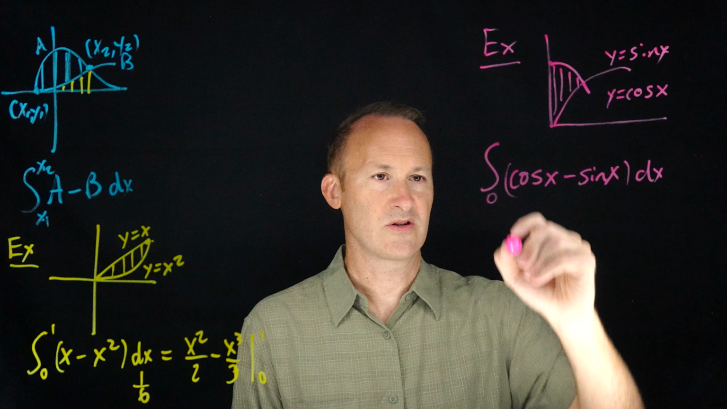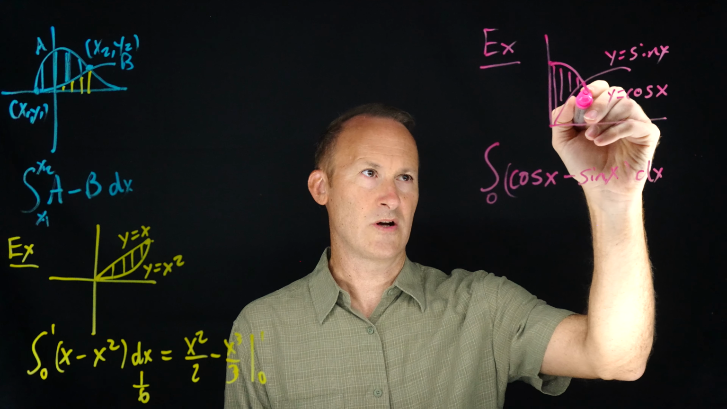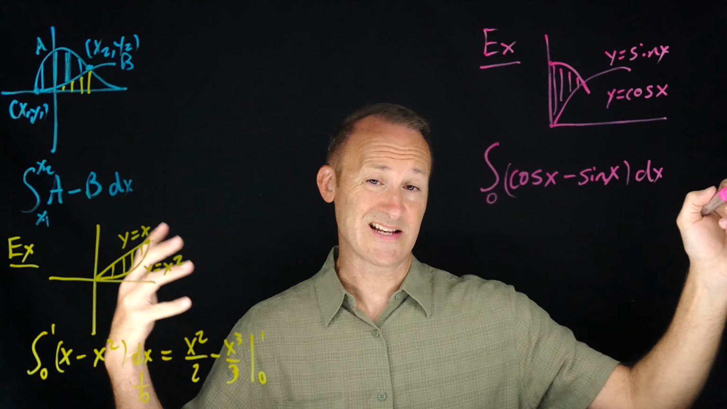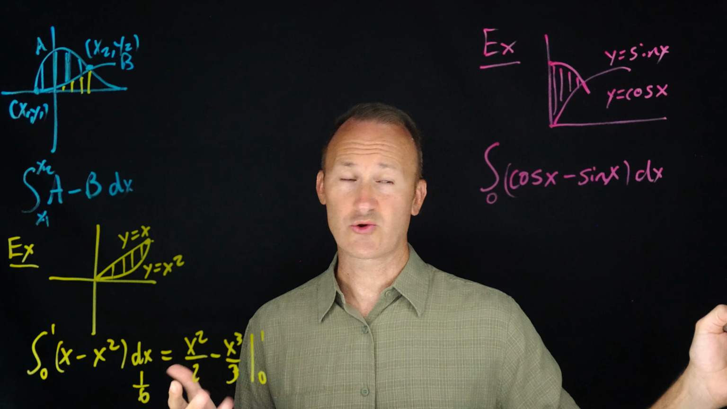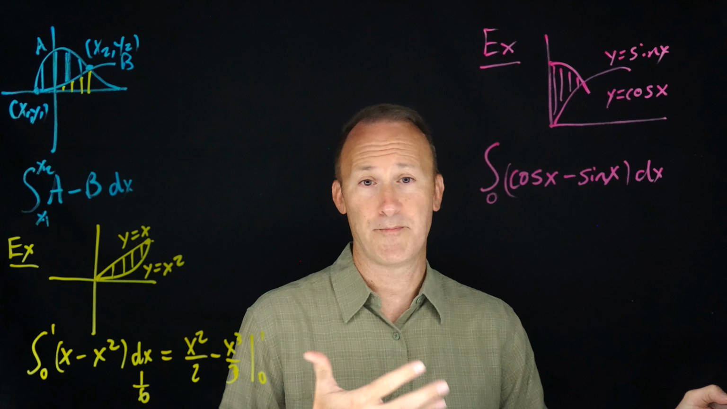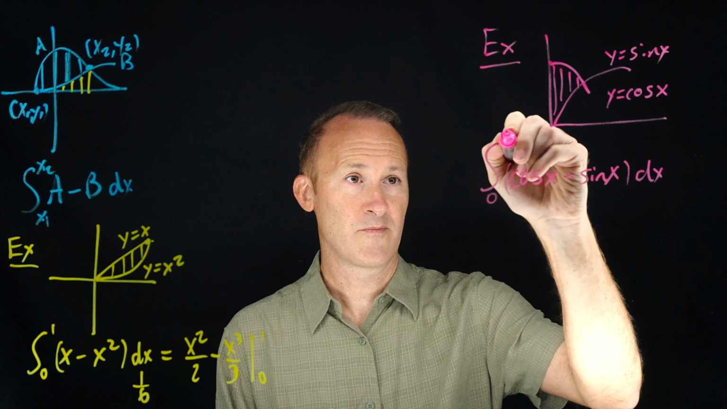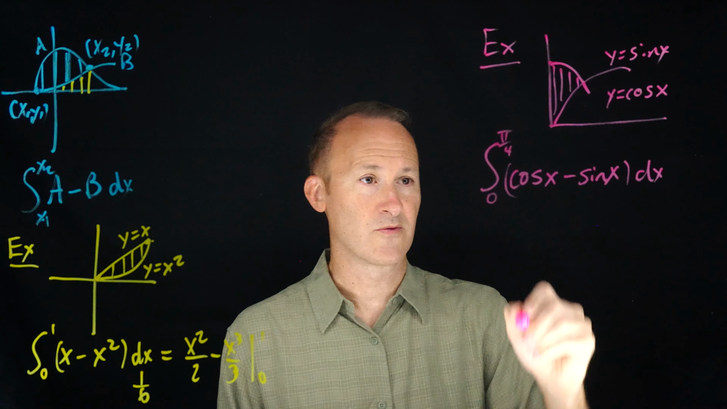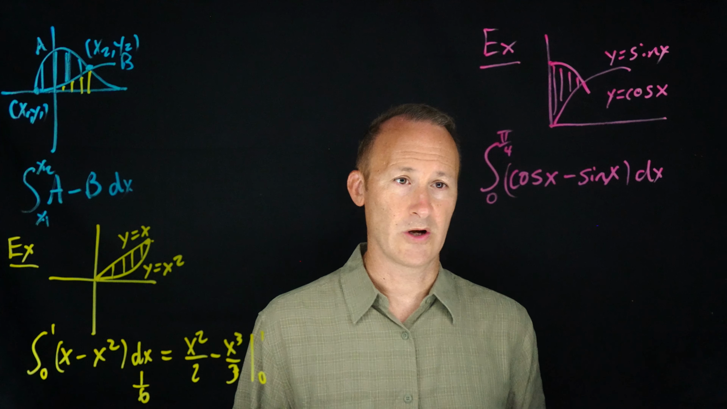The point of intersection is where they're equal. So where is sine x equal to cosine x? If you know your trig, you know that's at pi over 4. Both root 2 over 2 at pi over 4. Okay, so we do our integration.